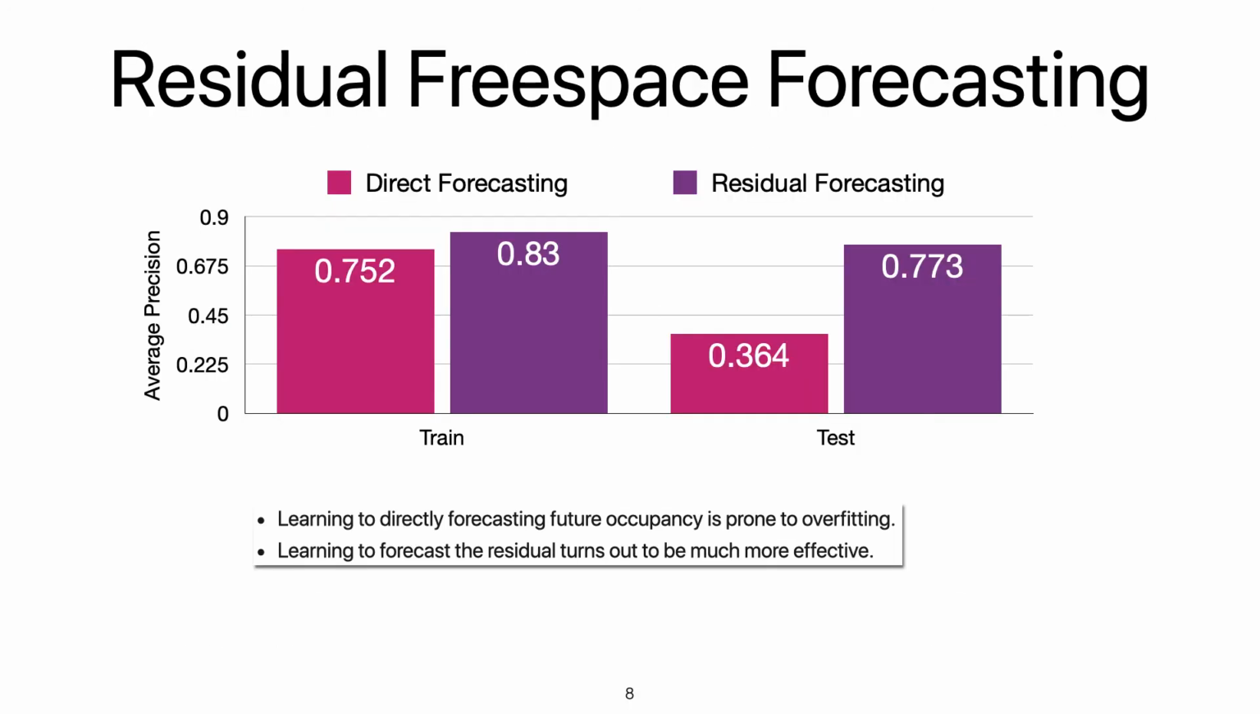One crucial trick we found to be particularly useful is residual free space forecasting. Since scenes are mostly static, instead of learning a model to directly forecast future free space, we forecast the difference between future free space and historical free space. The residual free space forecasting approach turns out to generalize much better.